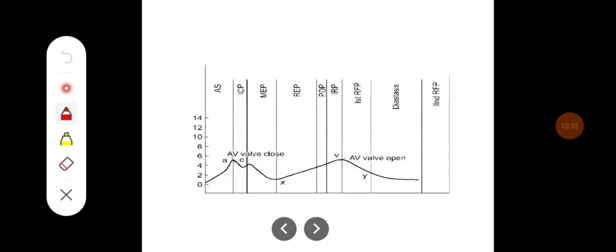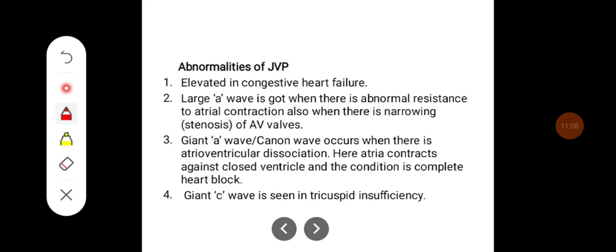So this is the jugular venous pulsation, and you can see here three positive waves, that is A, C and V, and two negative waves, that is X and Y, during different phases of cardiac cycle. Some of the abnormalities of JVP. JVP is elevated in congestive heart failure.